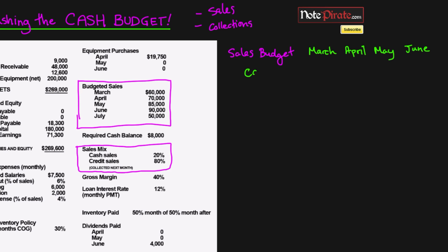We're going to divide this into cash and credit amounts, because half the sales are cash, half, or not half, but 20% are cash, 80% are credit. So 20% of 60,000 is going to be 12,000. So 12,000 of cash will be collected in March.